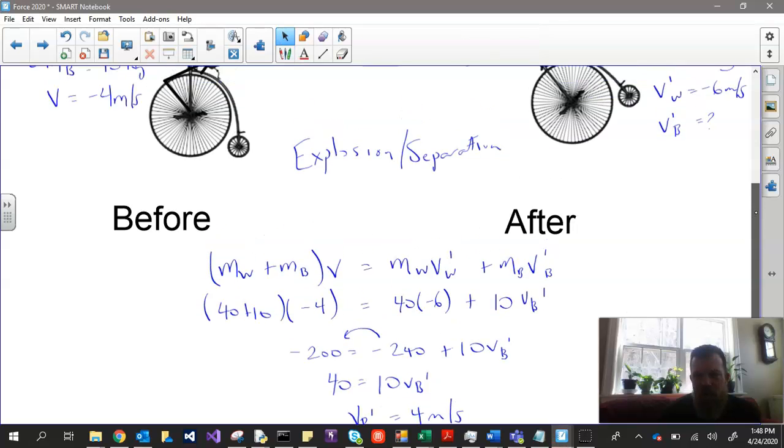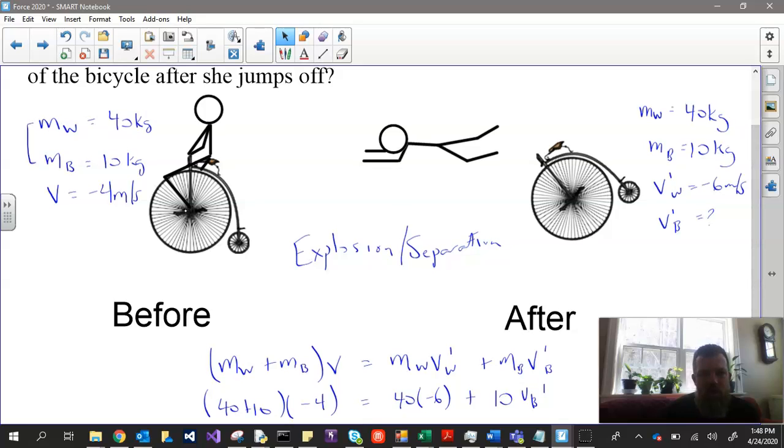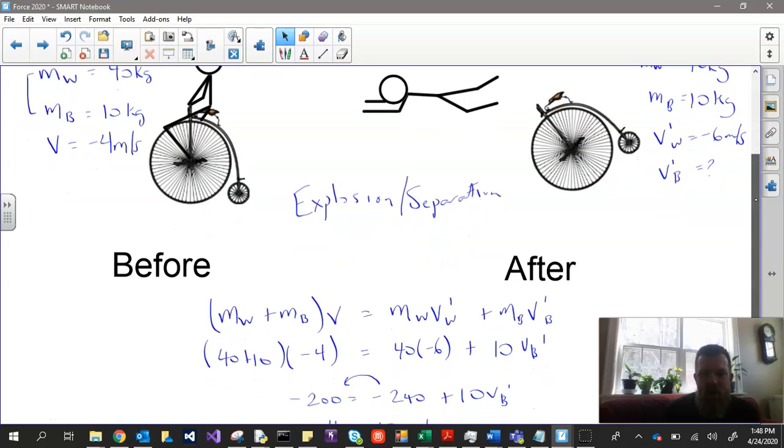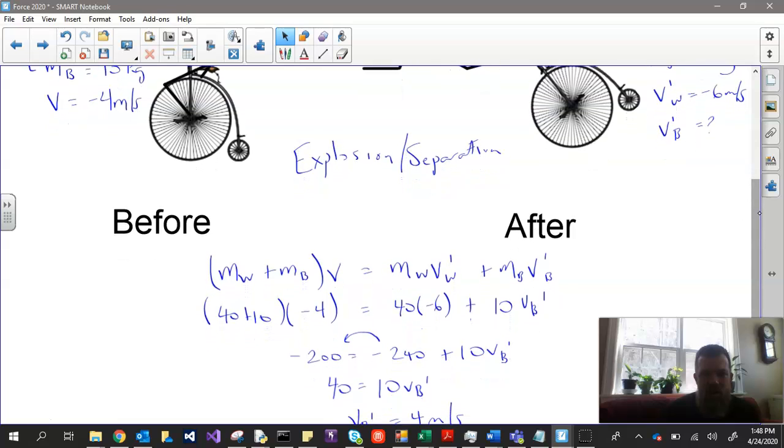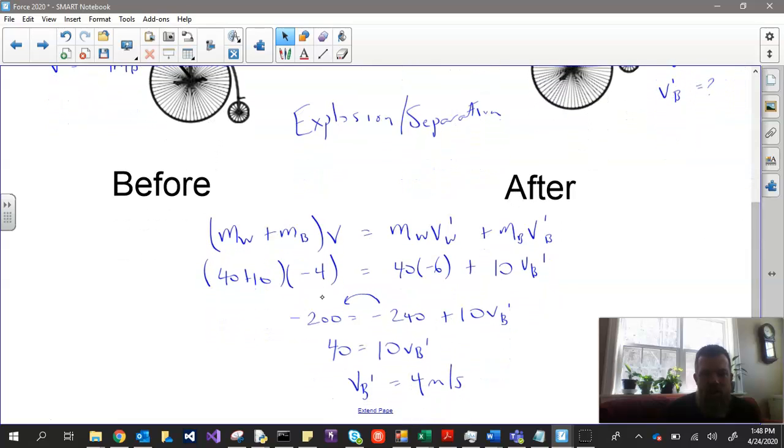And if you think about it, they're going 4 meters per second combined, and she increases her velocity. That means she probably kicks the bike backwards. So initially, she gains some velocity one way, and the bike goes the other way. It's kind of like the recoil of a gun. So hopefully that makes sense.